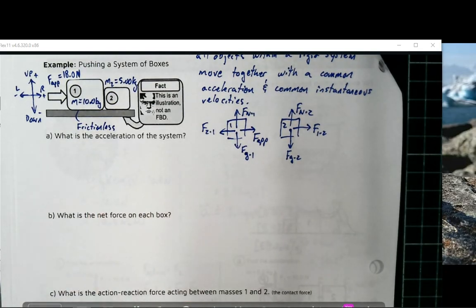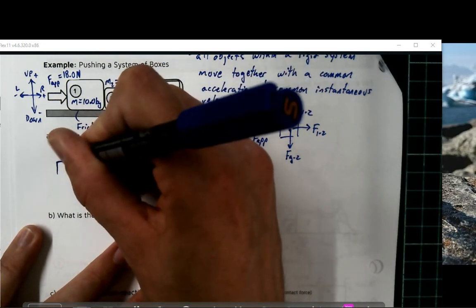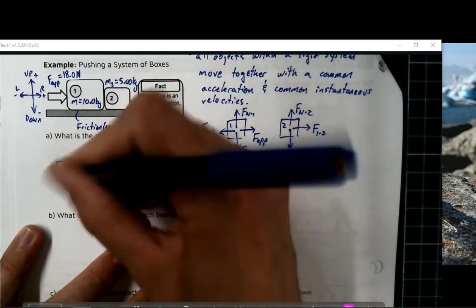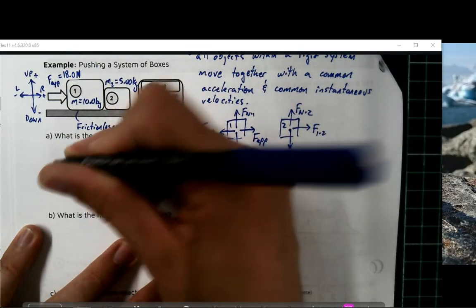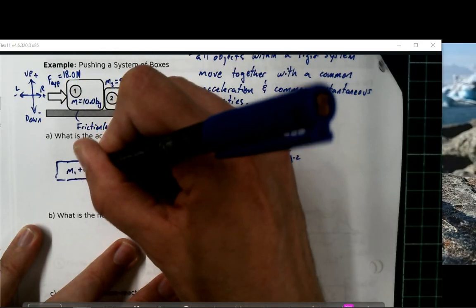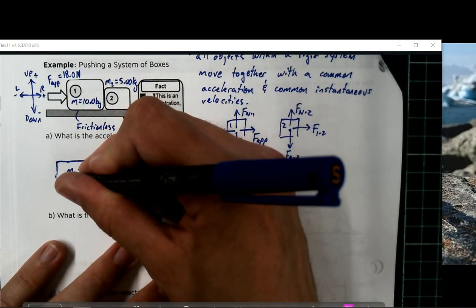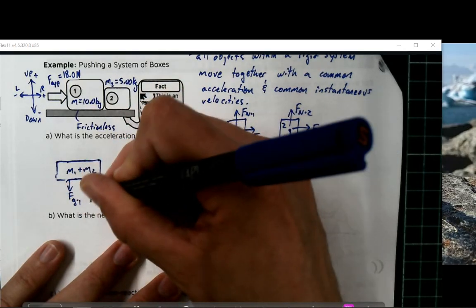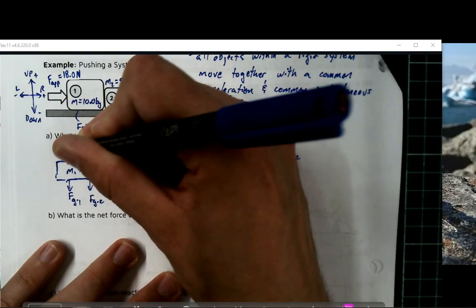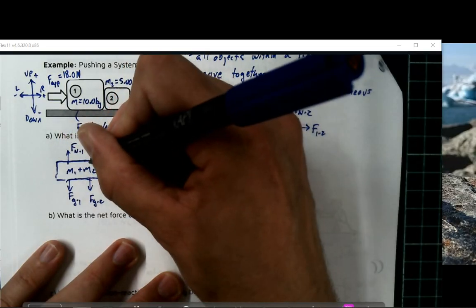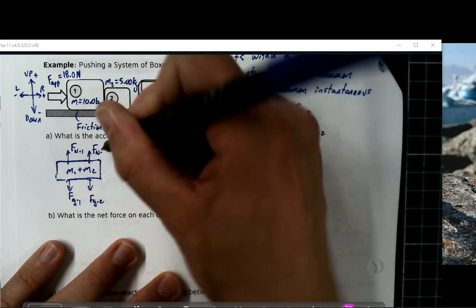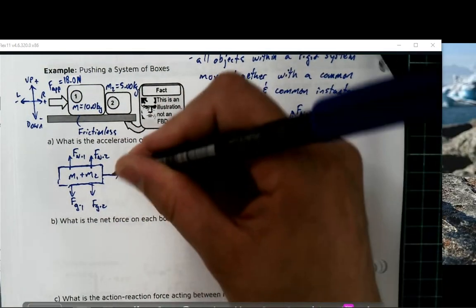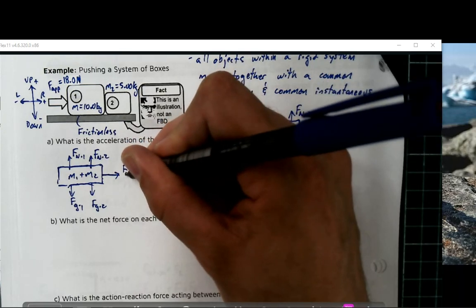Well, we could take the system as a whole. And because it moves as a rigid body, we could think of 1 and 2 as one super body, right? So we've got mass 1 and mass 2 going to move together. And of course, that means that if they're moving together, the gravity would be acting on the entire system. Normal will be acting on the entire system. Summatively, and the applied force really is the only external force here because it happens to be frictionless.